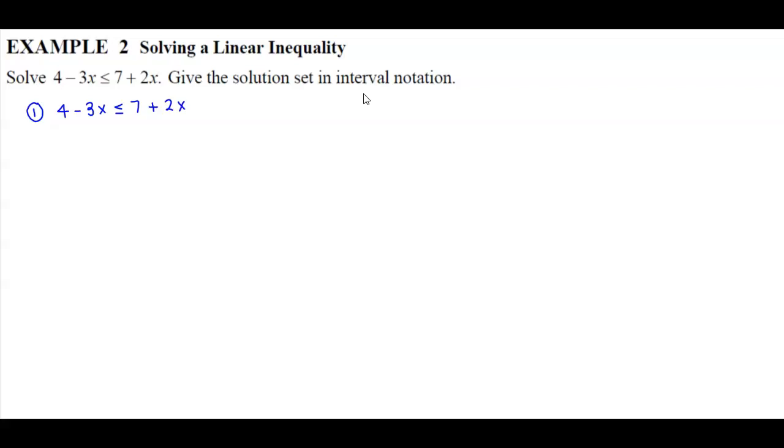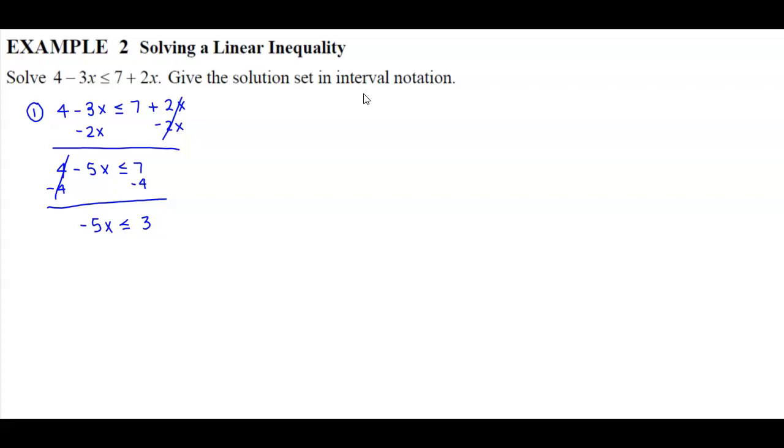Okay, now the first thing we want to do is isolate all the variables on one side of the equation, or at least in this case the inequality. So we're going to subtract 2x from both sides. What that leaves us on the left side is 4 minus 5x, which is less than or equal to 7, and then this gives us 0. Now we want to subtract the 4 from both sides of the inequality. So therefore we end up with negative 5x, which is less than or equal to 3.